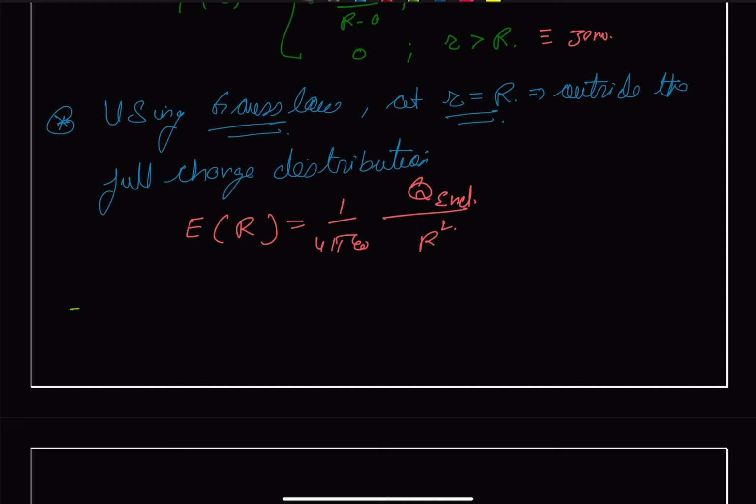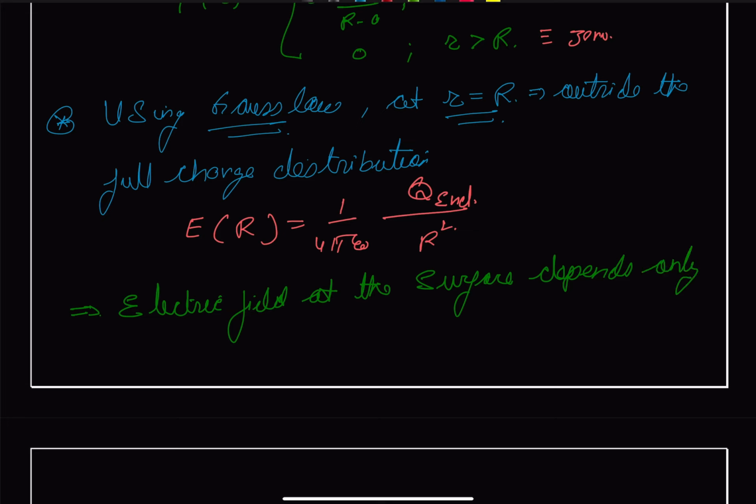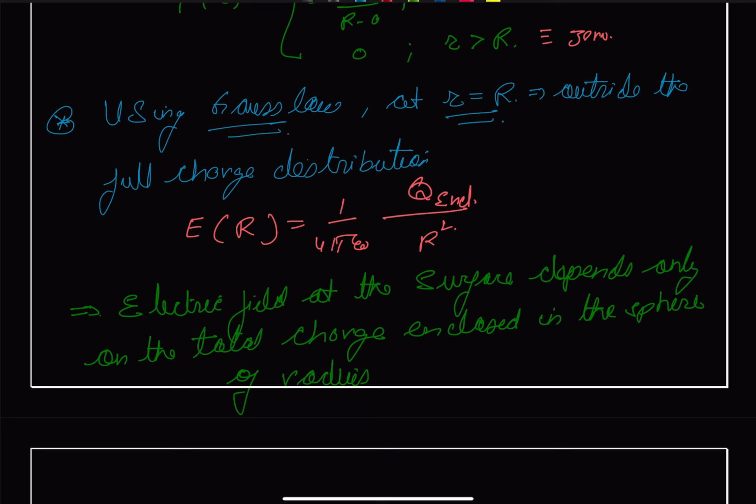So from here we can draw a conclusion, which is basically a representation of Gauss law, and we can say that our electric field at the surface depends only on the total charge enclosed in the sphere of radius r.